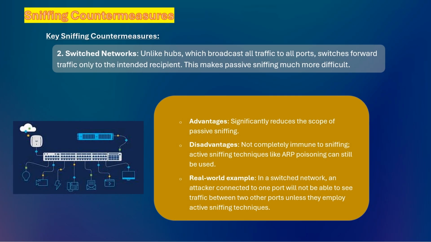Sniffing countermeasures: encryption. Encryption is the most effective way to prevent sniffing attacks. Even if data is intercepted, encryption makes it unreadable. Key encryption techniques: HTTPS encrypts web traffic using TLS/SSL. SSH secures remote terminal sessions. VPNs encrypt all network traffic for secure communication. WPA2/WPA3 encrypts wireless network traffic to prevent sniffing. Example: accessing online banking via HTTPS ensures that even if an attacker sniffs the traffic, they cannot read sensitive information.